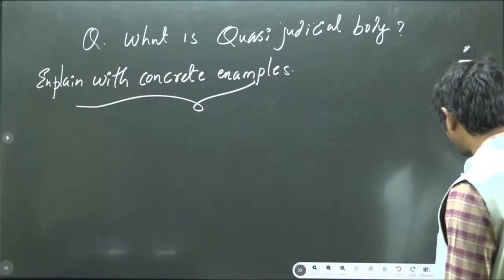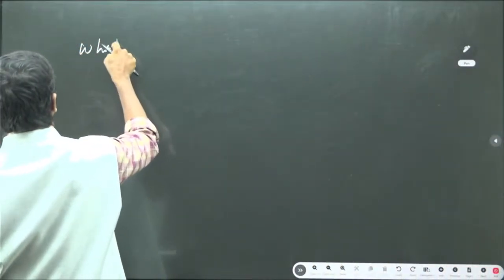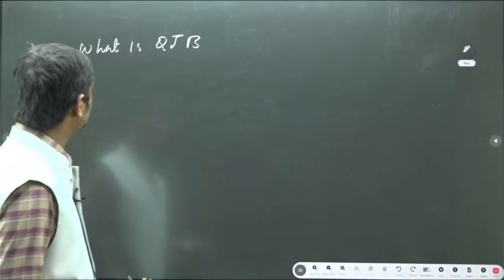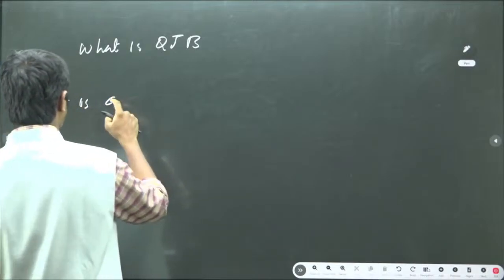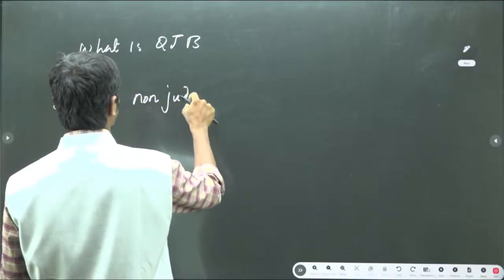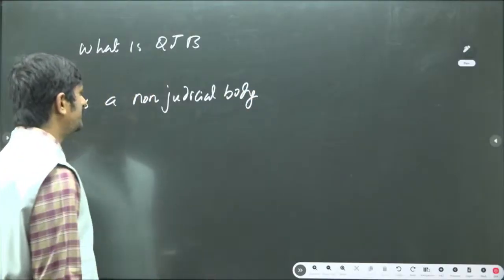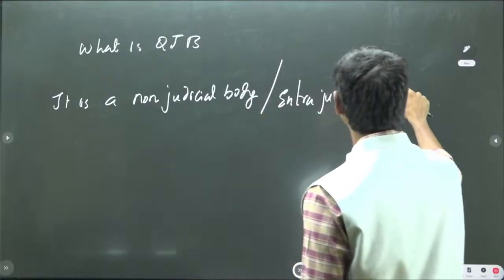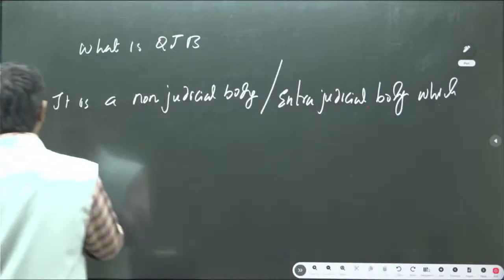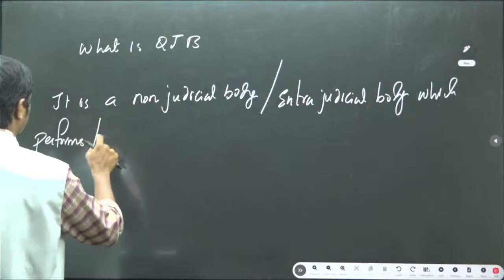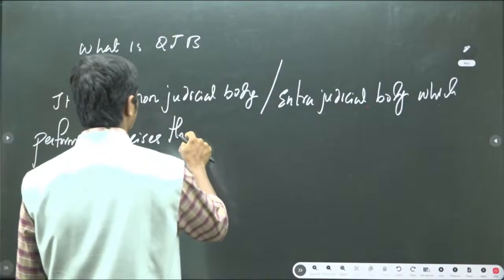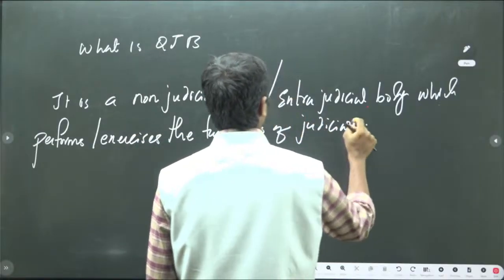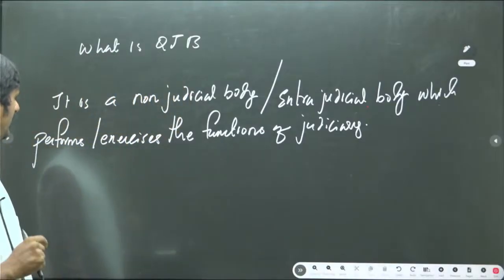So, coming to what is quasi judicial body, right. What is quasi judicial body? We can directly start the answer from the very definition itself. Quasi judicial body means it is a non judicial body or extra judicial body, which performs or exercises the functions of judiciary. So, despite it is a non-judicial body or extra-judicial body, it has the functions of judiciary.